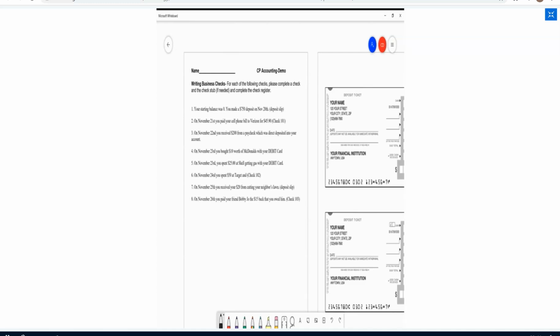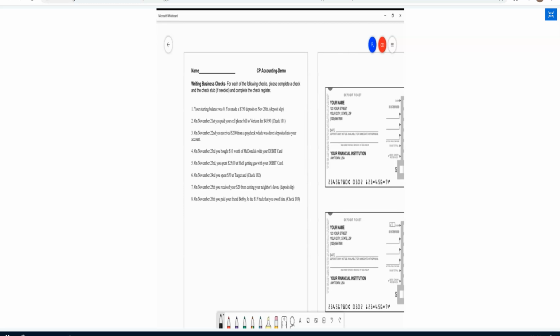Okay. So we have a starting balance in our bank account of $0, but we're going to make a deposit of $750 on November 20th. I guess I should back up. What is a deposit slip? Okay, good. This is why I need to back the train up. It's a record. It's a piece of paper that when you deposit a check or even cash, you have to fill out, and then the bank puts it into your account.